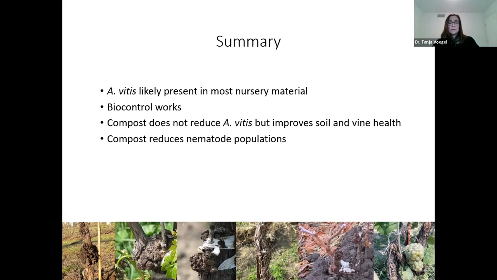Biocontrol does work, and in my opinion, that would be our way out of Crown Gall: identifying a biocontrol that works here. Compost, however, did not reduce Evaitis, but it did have positive effects on soil health. And compost also reduced some of the nematode populations.